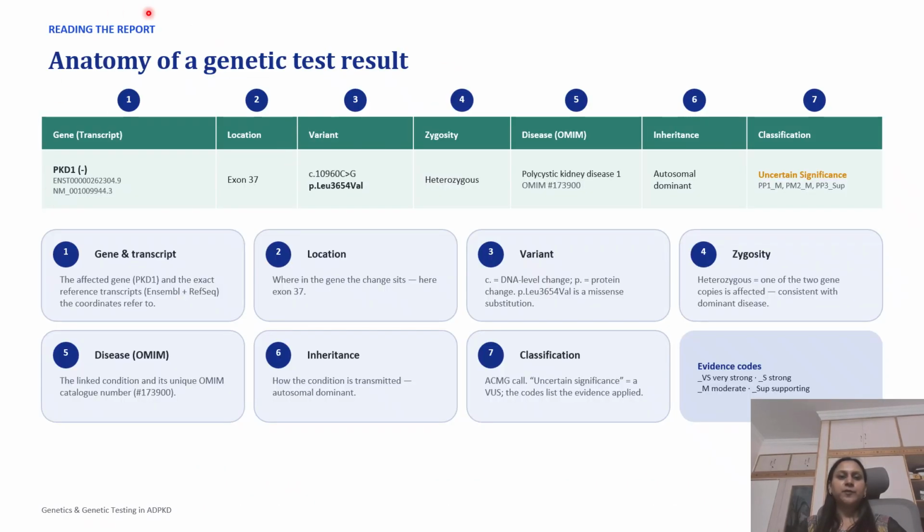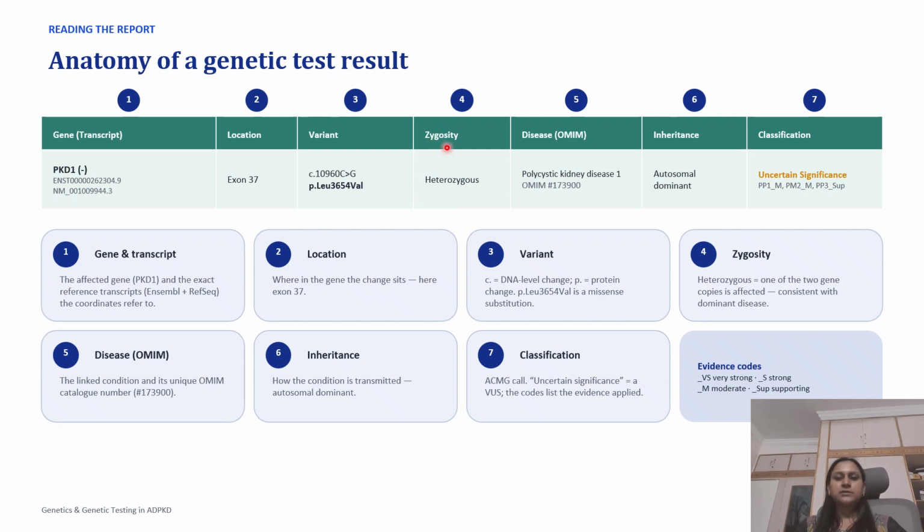This is the anatomy of a genetic result. The first section shows the affected gene and the exact reference transcripts, that is the Ensembl and the RefSeq, the coordinates that are referred to. Second is the location where the change in the gene sits. Here it is exon 37. And then we have the variant. C dot is the DNA level change and P dot is the protein level change. Here we have a missense substitution.